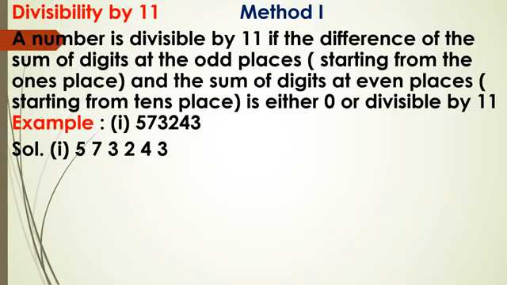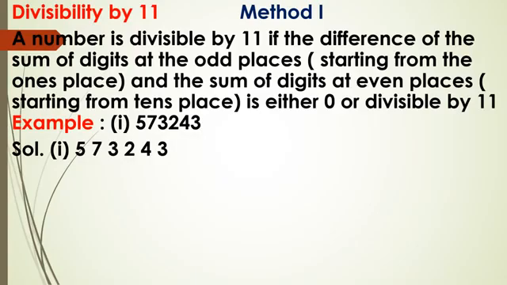Sum of the digits at odd places and sum of the digits at even places. First of all, you must know what are odd places and what are even places. Okay, ones place is the odd place, tens place is the even place, then hundreds place is odd, thousands place is even. In this way you will move. Okay, let's move to the example now.